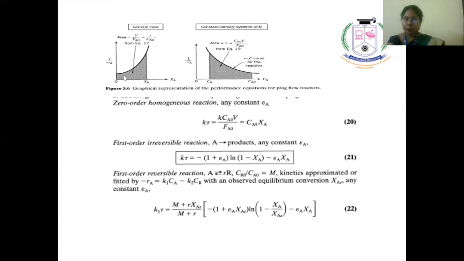This also has to be represented graphically. A graph of 1 by minus Ra versus Xa has to be plotted. The area below the curve will give V by Fa naught, which equals tau by Ca naught. Similarly, a graph is plotted between 1 by minus Ra versus Ca, and the area below the curve will give tau.